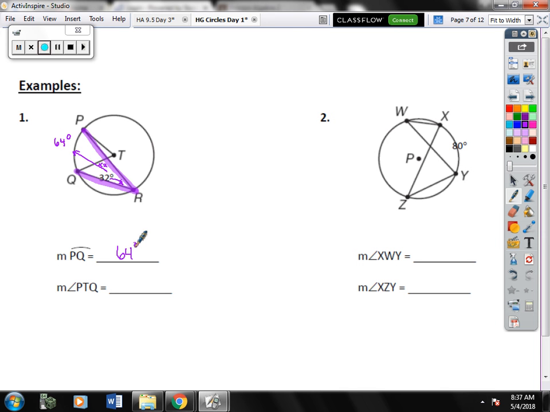Then they ask me for the measure of angle PTQ. What type of angle is angle PTQ? Central or inscribed? Central. Since this is a central angle, remember that a central angle is equal to the arc. So it's not going to be 32, it's just 64 also. So you have two types of angles that you have to pay attention to, whether you're keeping it the same or halving or doubling it. All right, this 80 right here is talking about this arc.